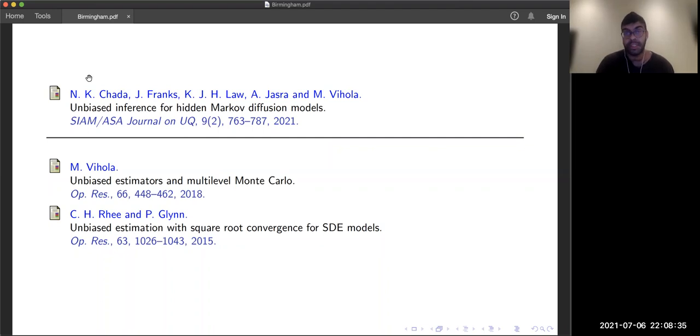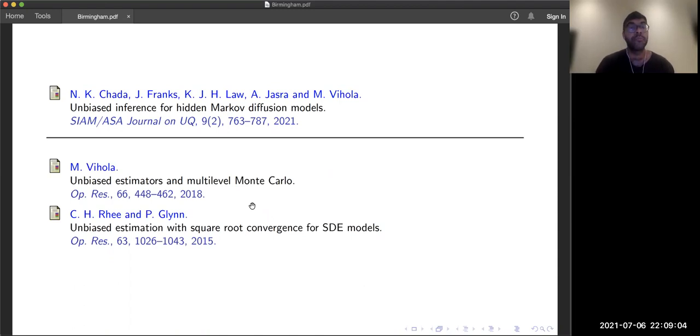Aside from this paper, I want to emphasize that two key works in our understanding for developing the ideas in the paper really come from these two pieces of work. The first is based on the co-author Matti, where he shows a connection between multi-level Monte Carlo and unbiased estimation, which was published in Operations Research. As well as this, the work of Rhee and Glynn has really revolutionized the way that one can think of unbiased estimation for stochastic differential equation models.